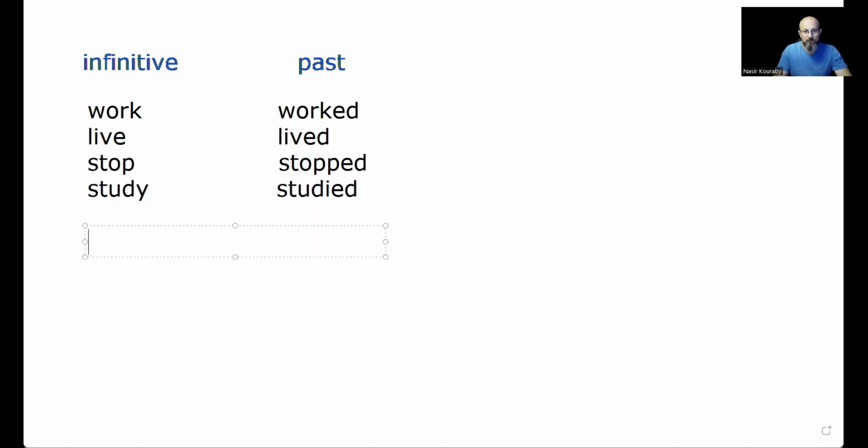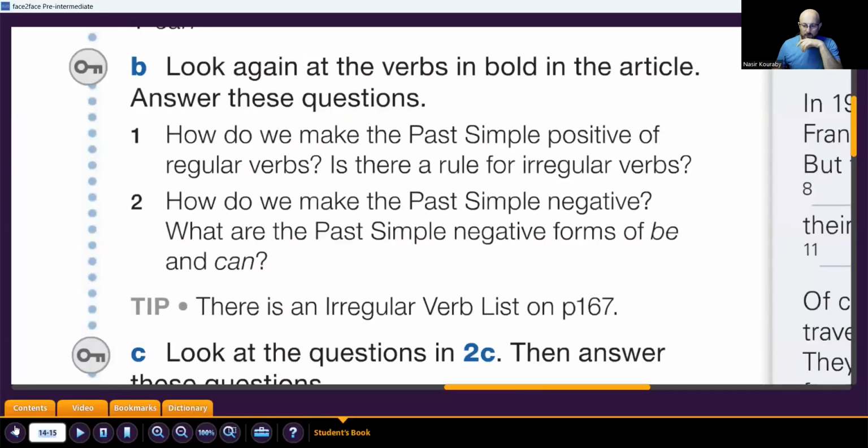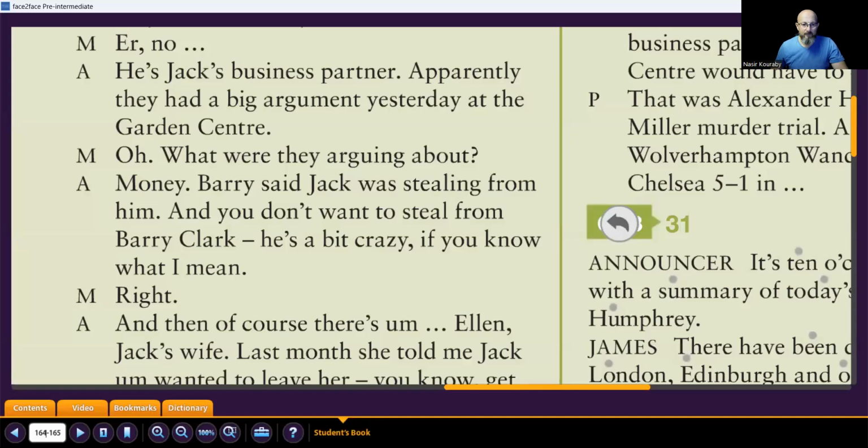Irregular, go, went, cut. Sometimes the words are different. Sometimes the words are the same. Okay, so we don't have rules for irregular. You have to memorize them. Okay, guys. So let's go to the book and I will show you where you find the other words at the end of the book, 164. Let's see here.